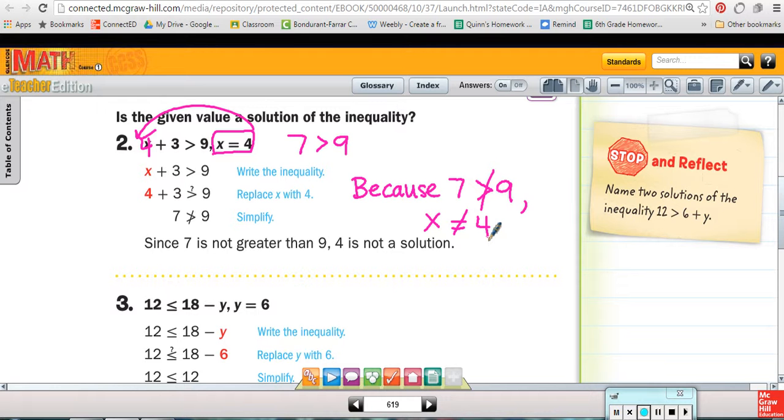Or if you don't want to write because, you could say it this way. 7 is not greater than or equal to 9, so x is not equal to 4. Either one of those would be fine for your final answer. Does that make sense? But you have to show both parts. You have to show me this part here, and you have to show me this part here. If this part here is not equal, should this part be not equal? Yes.